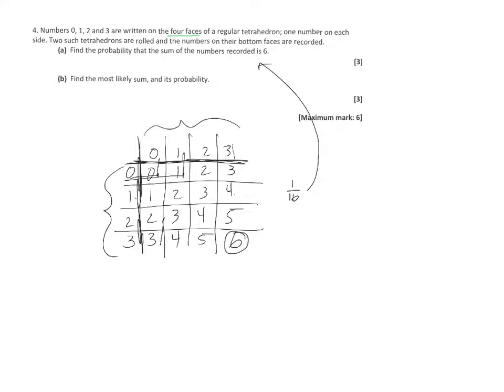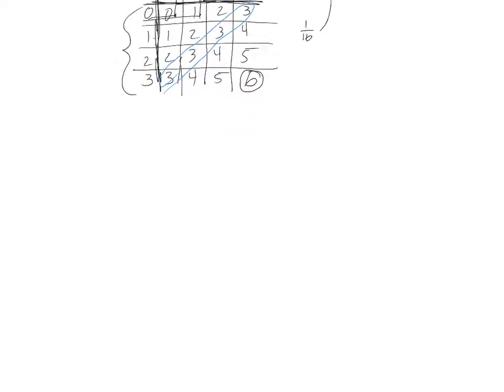Okay. What is the most likely sum? Well, you can see that right here. If you've done it this way, you're done. You don't have to do any more work. The most likely sum is 3, and the probability of getting a 3 is 4 over 16, which of course is 1/4. All right, so not bad. Moving on to question number 5.